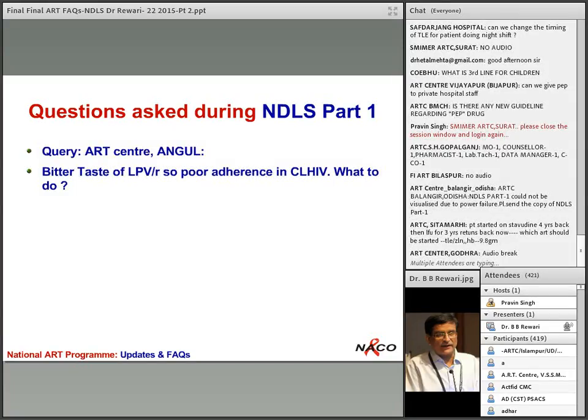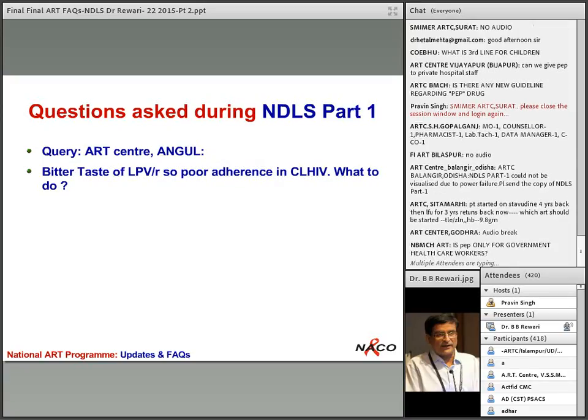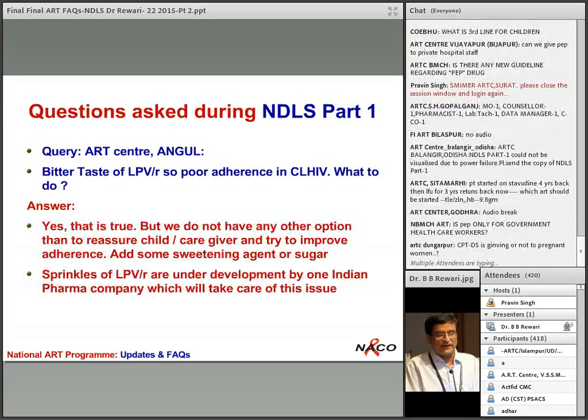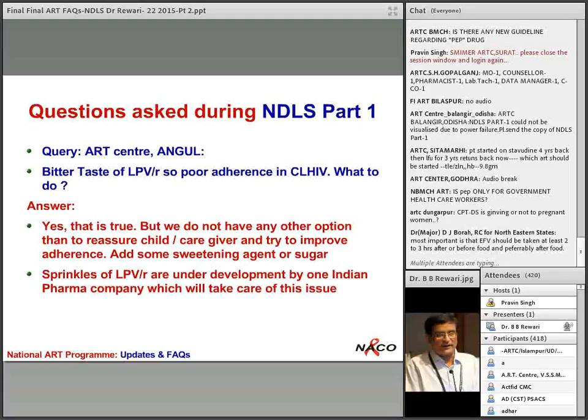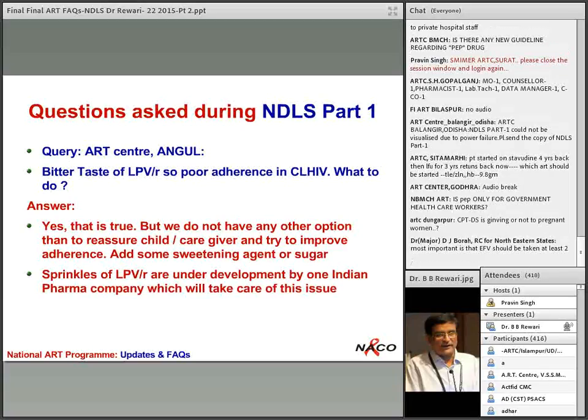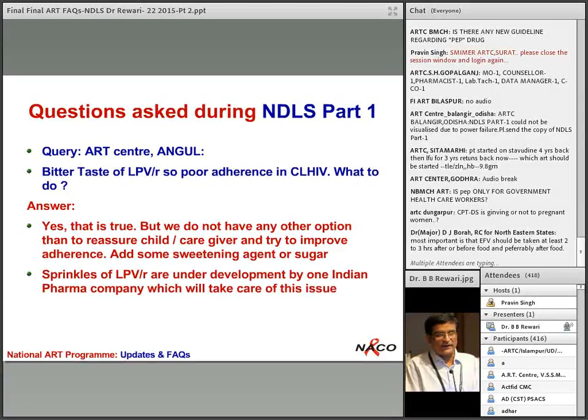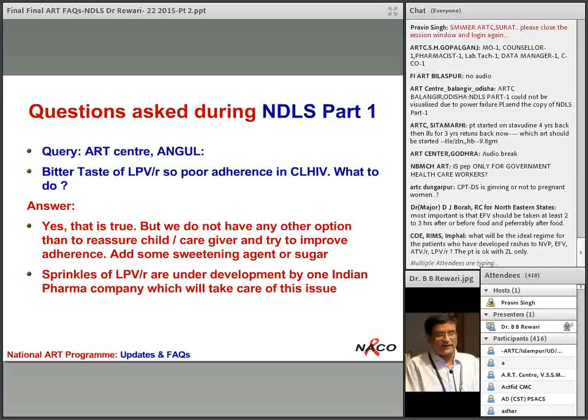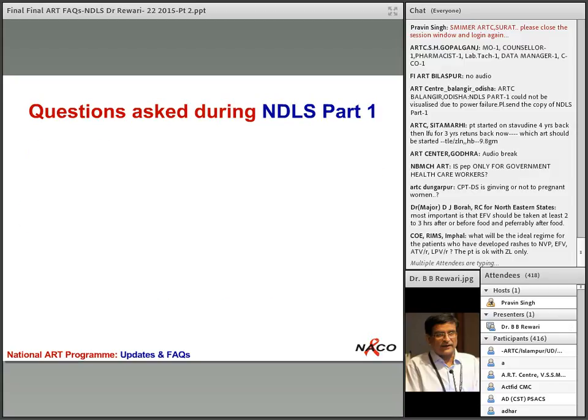Bitter taste of lopinavir-ritonavir. Yes, it is very bitter, it has got a lot of side effects, it is unpalatable, children find it very difficult to take, but we have no other option than to reassure the child and caregiver. We can add some sweetening agent, can add sugar basically, but just for information, sprinkles, the powder of lopinavir-ritonavir, are now under development by one Indian pharma company which is trying to take care of this issue of the taste.